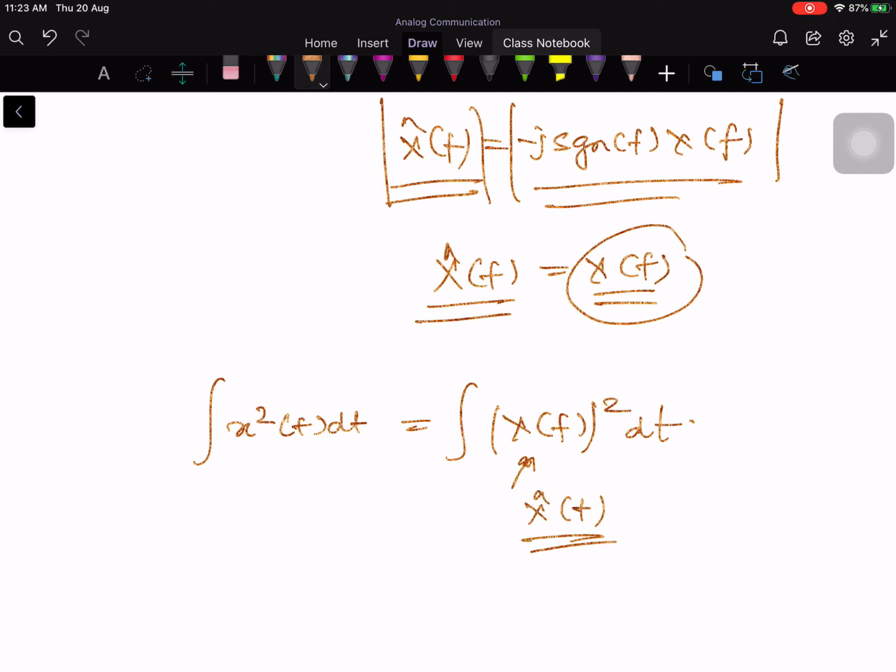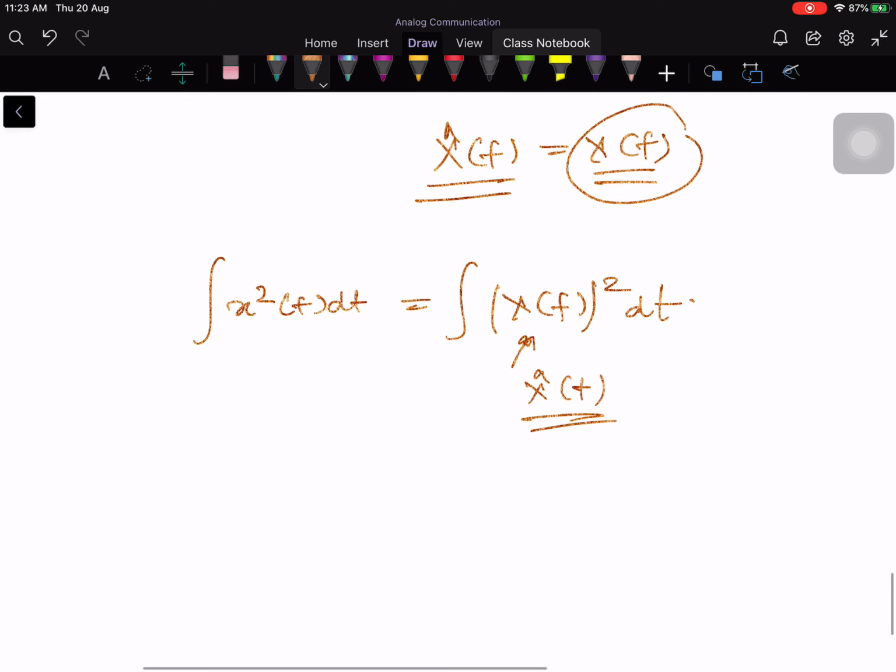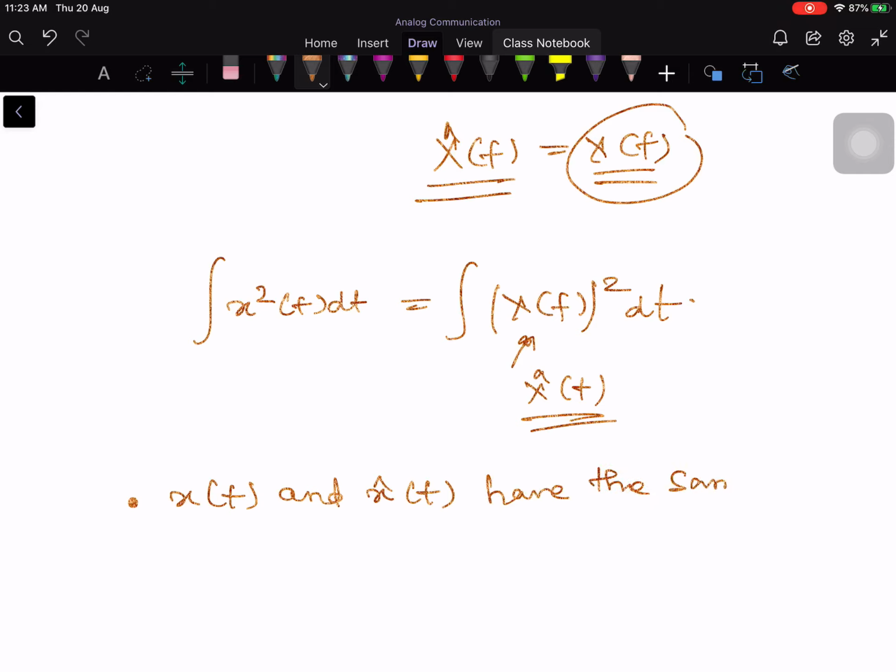Similarly, if x of t was a power signal rather than an energy signal, you could again check that the power will remain the same both in the normal domain and the Hilbert transform domain. So the important point is, x of t and its Hilbert transform x hat of t have the same power or energy.